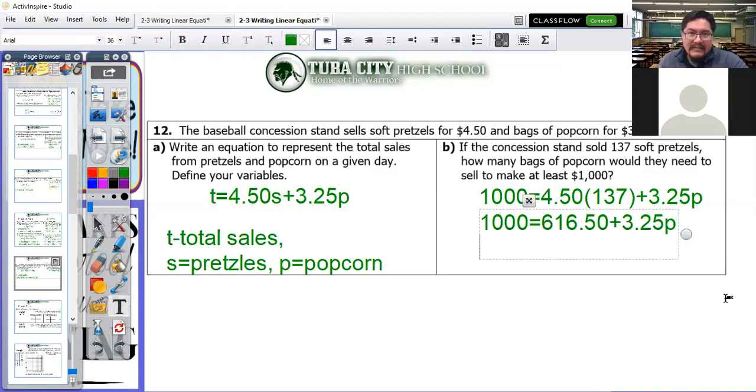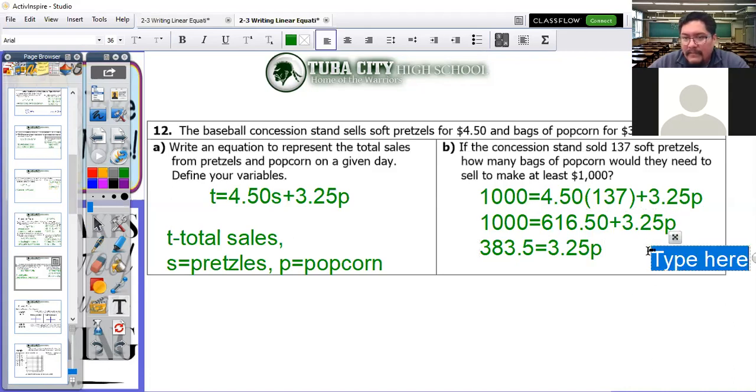So what I'm going to have to do is take off, because we know we have $616 in pretzels, so now we've got to take that off of 1,000. So that means our goal is going to be a little bit shorter to get to, which in this case, that means in order to get to 1,000, we'd only have to sell $383.50 of popcorn in order to get there. And again, I'm going to go ahead and divide both sides. So 383 divided by 325, and that's going to be 118 bags.